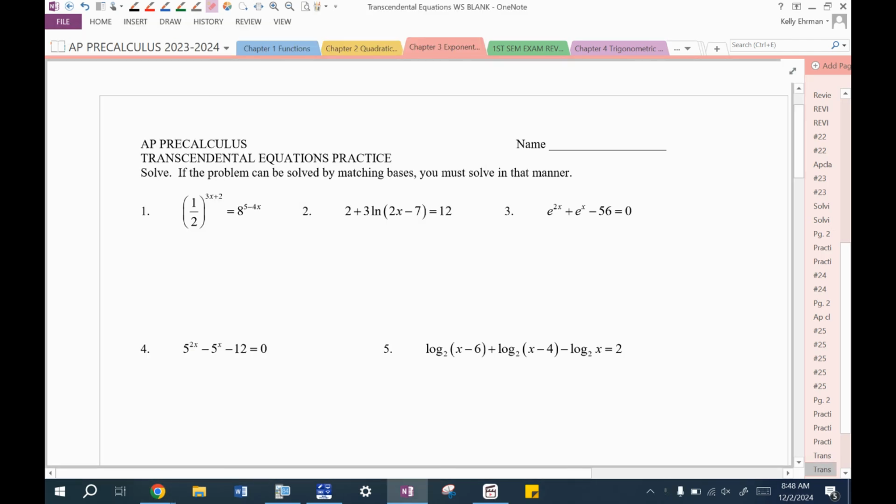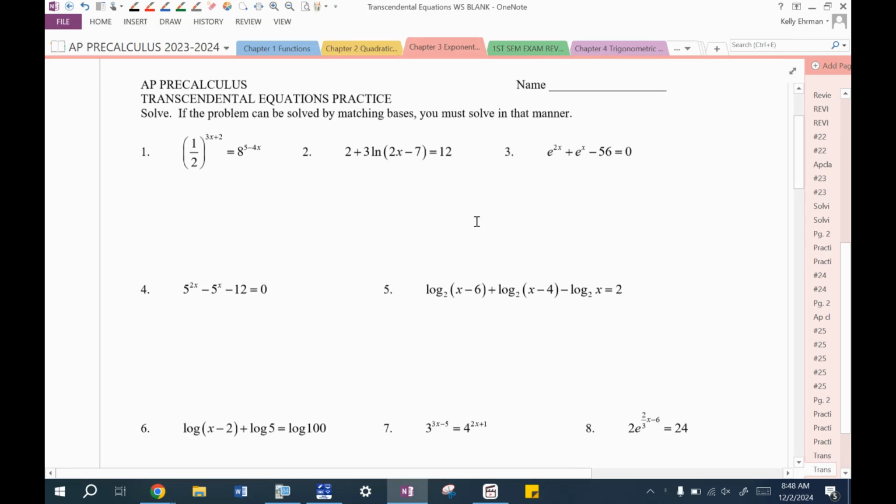All right, guys. This is just kind of like round one of review for solving equations. So remember, exponential and log equations are called transcendental equations because we're not using algebraic operations to solve here. Make sure that if you can match bases, that you do that. So your answers need to be in simplest form.